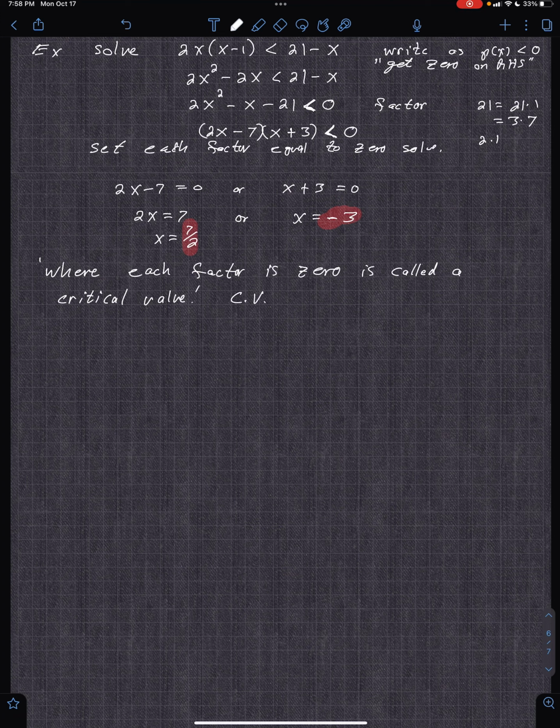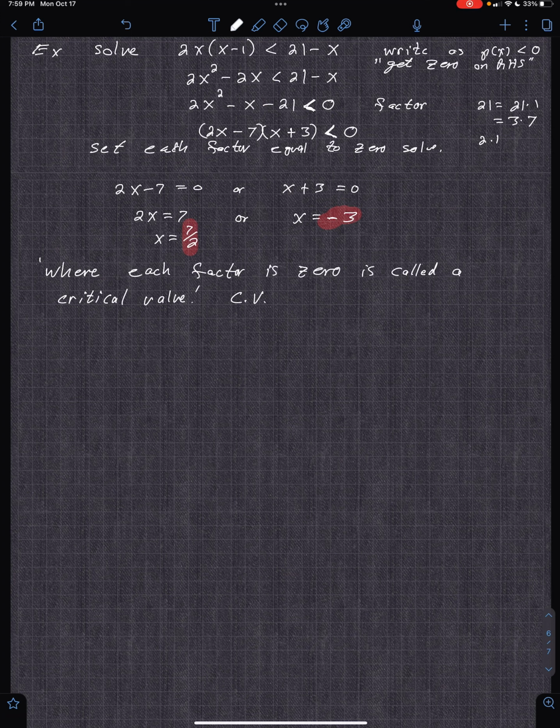So here's the question. Are 7 halves and negative 3 solutions to this? That's your question. Are they solutions? And the answer is no. How come? Why are they not solutions? It's because this is a strict inequality and not or equal to. So they're not solutions, but that's the pivot point around 0 is what's happening.